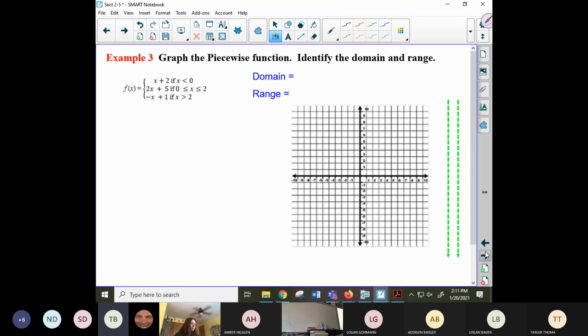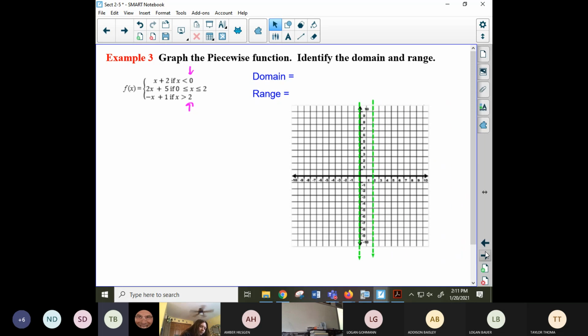And again, you have to decide, like, where am I going to draw those vertical lines? You want one to be at 0 and one to be at 2. Okay. So I'm going to move my little lines, one at 0 and one at 2. Okay. Now, here's the deal. I am going to, first of all, do f of x is equal to x plus 2.